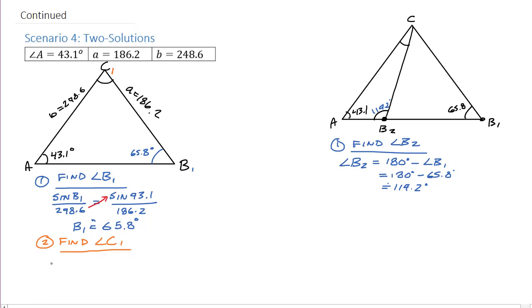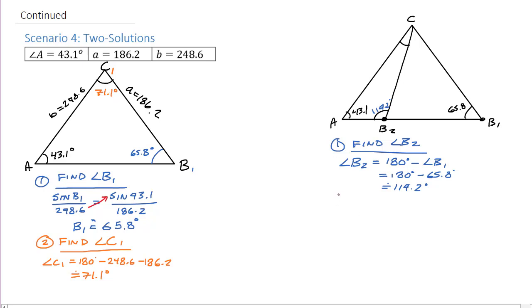It's a triangle. It has 3 corners in it. We know 2 of them. Let's find the third one. So angle C1 is 180 minus 248.6 minus 186.2, and you are going to get 71.1 approximately. So that's what that is right there, 71.1 degrees.